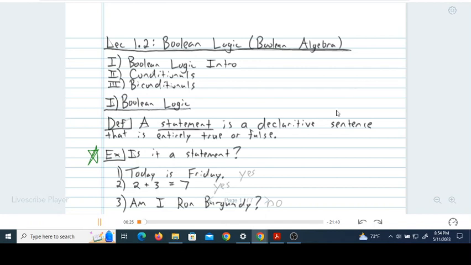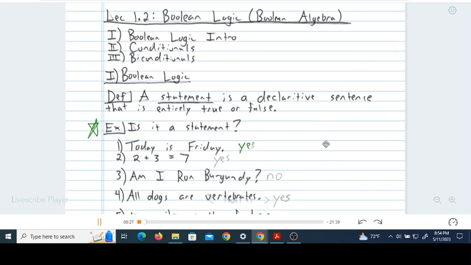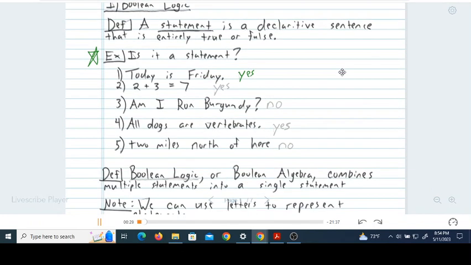And is it a statement? Today is Friday. Yes, that is a statement. 2 plus 3 is 7. That is a statement. More specifically, this is a false statement. Am I Ron Burgundy? No. And no, that's not a statement. That's a question. That has a question mark at the end. It's not a statement. All dogs are vertebrates. That is a statement. True statement.